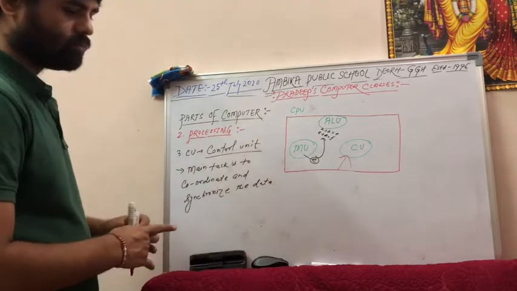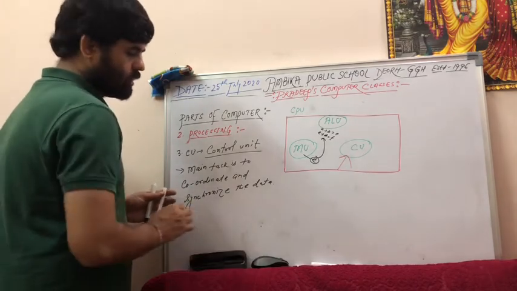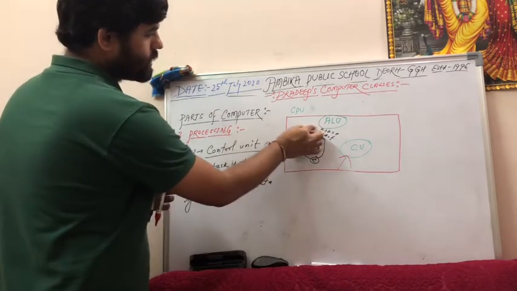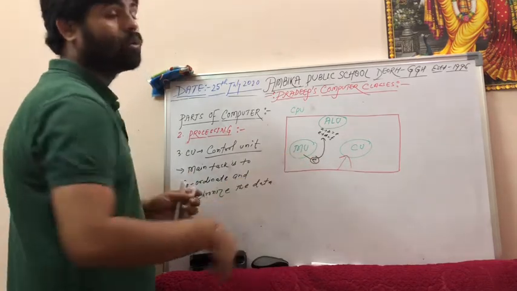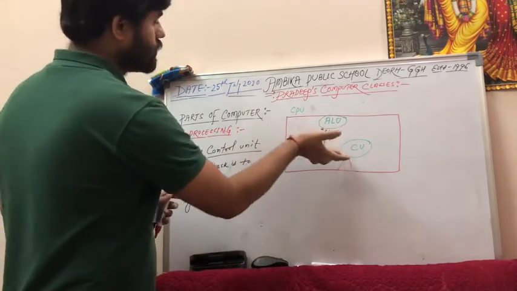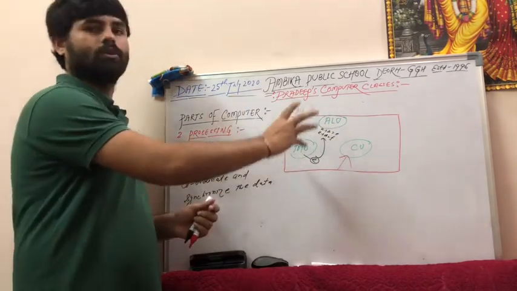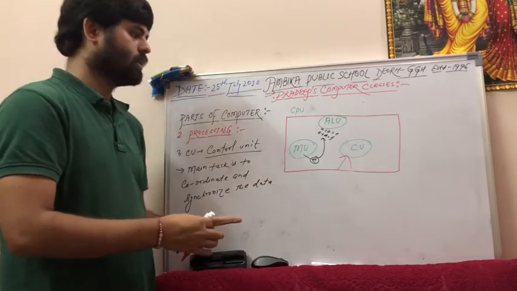Basically what it is doing, it is taking the data from here and sending it here, but the data should be decoded. Decoding, encoding we'll see later. You just understand CU is the control unit, which is controlling the synchronization and coordination of the data.